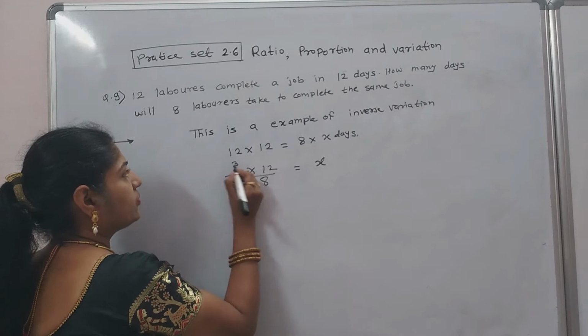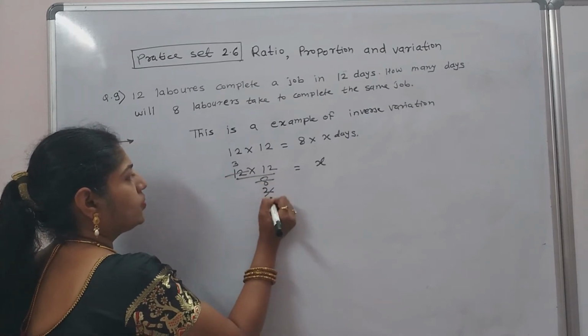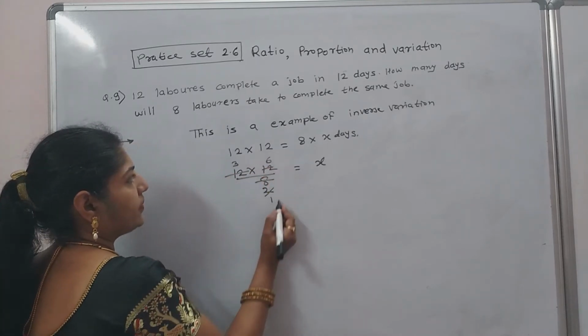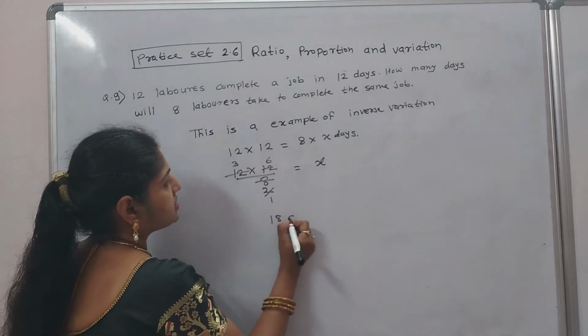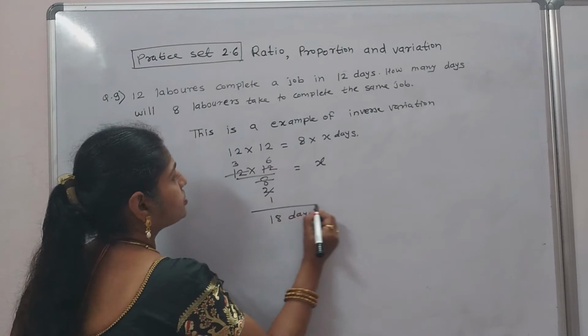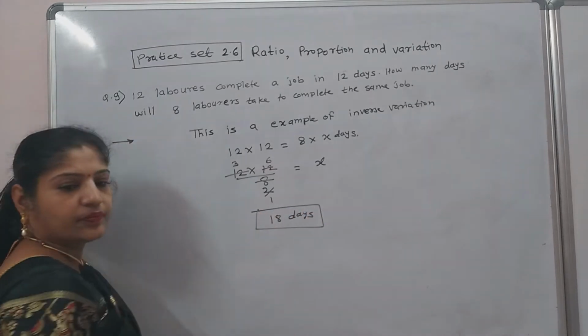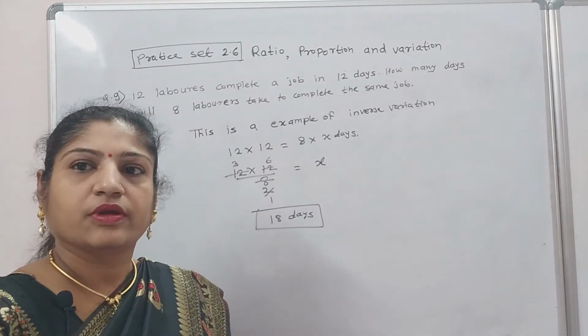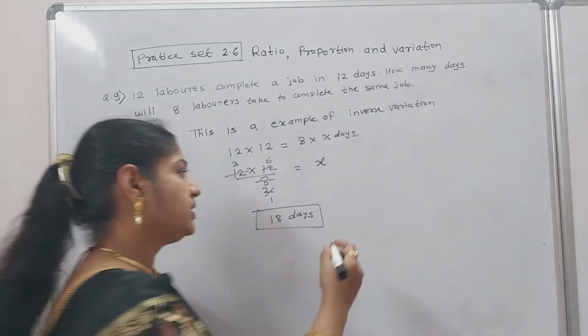4 3s are 12, 4 2s are 8... 2 1s are 2, 2 6s are 12, 6 3s are 18 days. So 8 laborers take 18 days to complete the job. This is the option number 3.